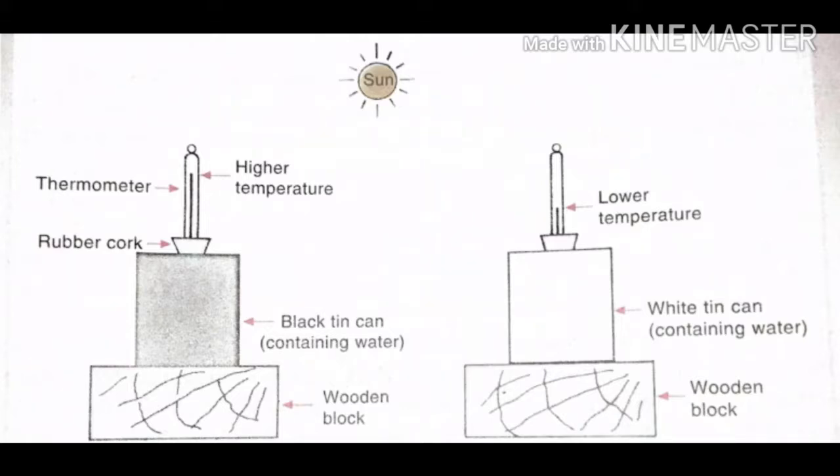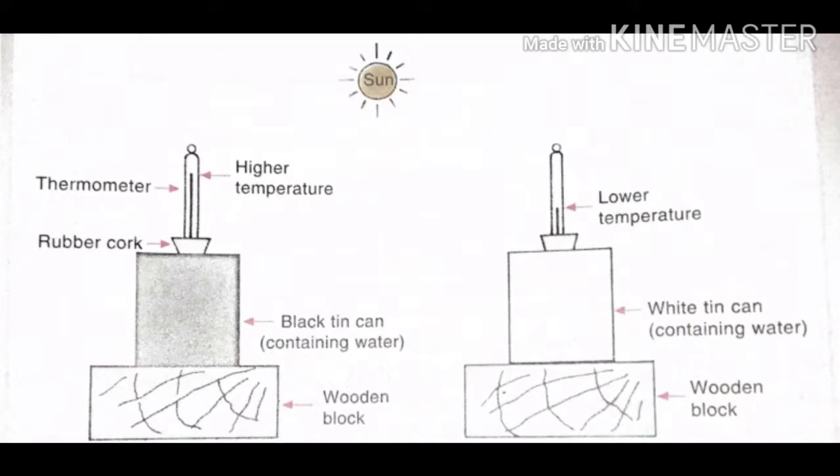We will find that the water in the black tin can is at a lower temperature than the water in the white tin can. This means the black color tin can has lost heat faster than the white color tin can. A black object is a better emitter of heat. On the other hand, the higher temperature of water in the white tin can shows that the white color tin can has lost heat slowly. A white object is a poor emitter of heat.